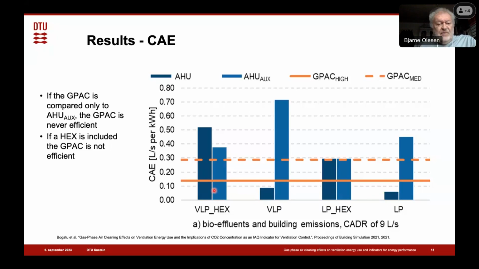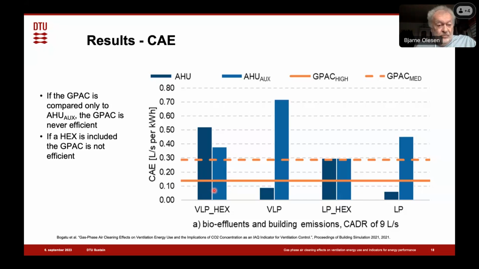But I can say we have now also, for a new paper, looked at a climate like Tokyo, where you have more cooling and you also have dehumidification. And in this case, both with and without a heat exchanger, you get a better performance using a clean air delivery rate from an air cleaner. Again, it depends on what type of air cleaner, and on how much energy the air cleaner is using.